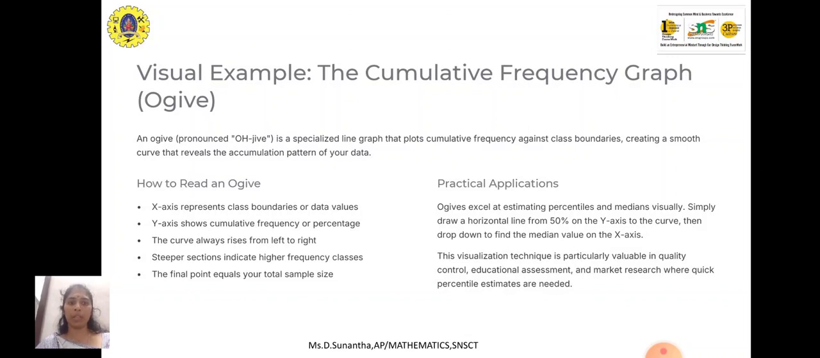The x-axis represents class boundaries, the y-axis cumulative frequency. Then the curve always rises from left to right. Steeper sections indicate higher frequency and the final point equals your total sample size.